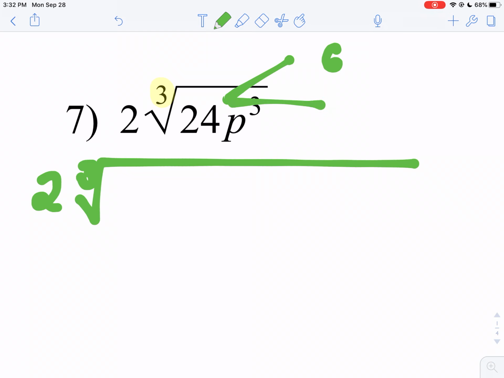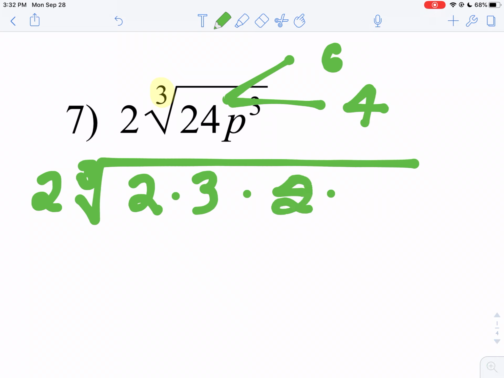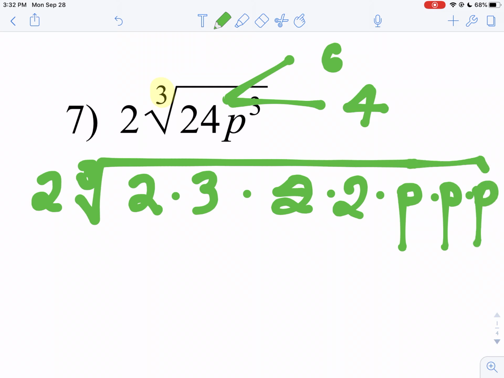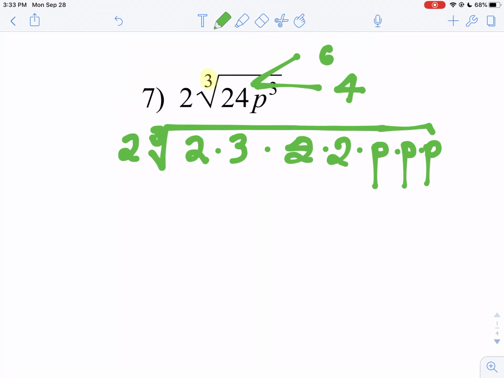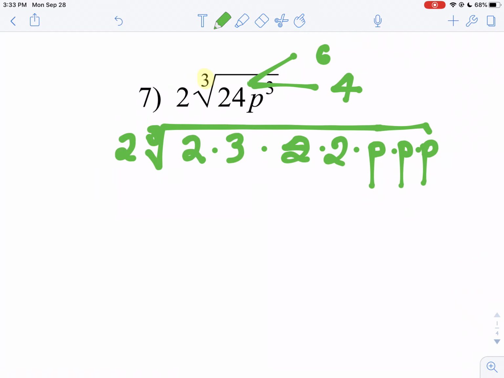So I'm going to do a little bit of mental math here, okay? So 6 is 2 times 3, and 4 is 2 times 2, okay? And p to the third, break it down, that would be p times p times p, 3 times. That's a factorization of 24p to the third, okay? Now, third root means you are going to put 3 of the same kind together, okay?